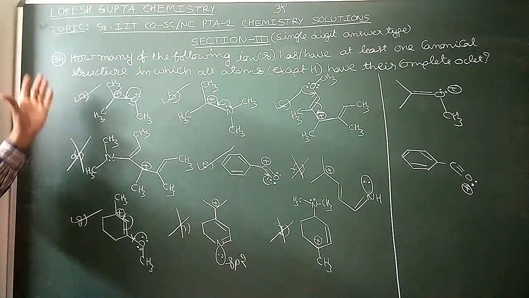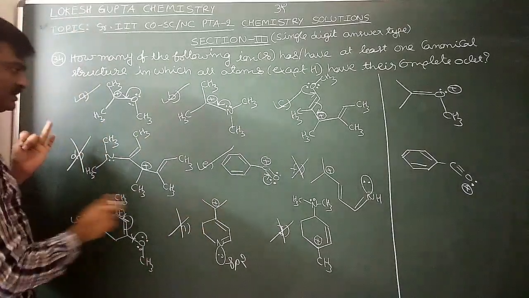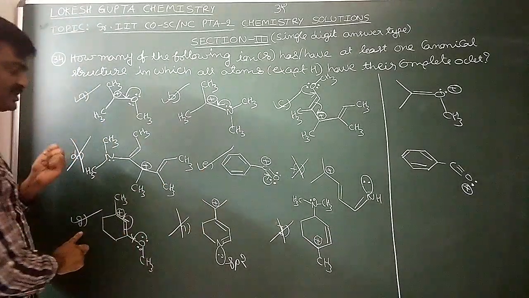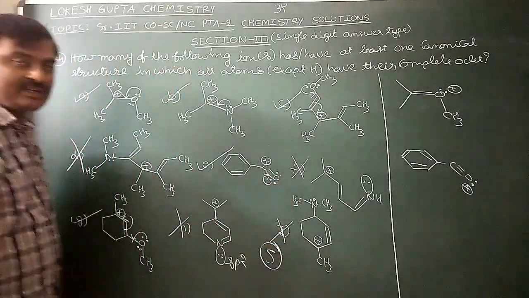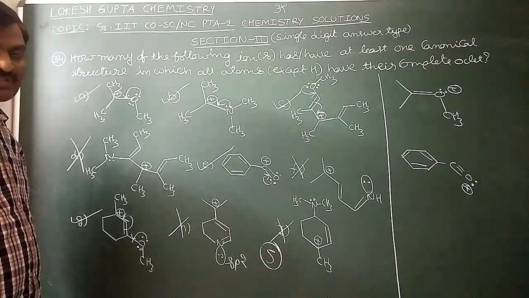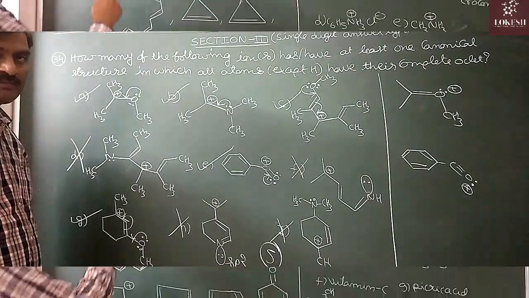So now what is the answer? A, B, C, E and G. So in total, in 5 compounds, in one of their resonance structures, all atoms satisfy octet. So the answer is 5. Now come to the next question.